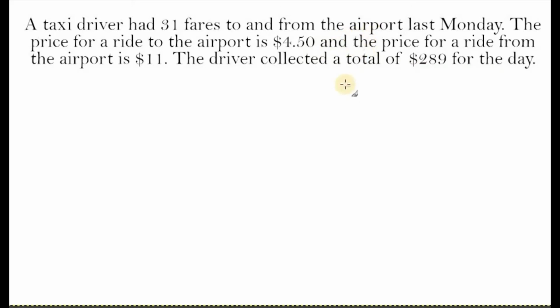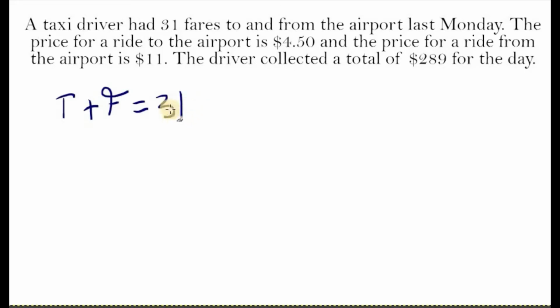So we're going to set up two equations, and then we're going to solve using the elimination method. So we're going to use T for to and F for from. So to the airport plus from the airport is equal to 31 in total. That'll be our first equation.